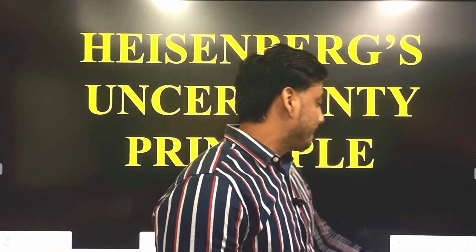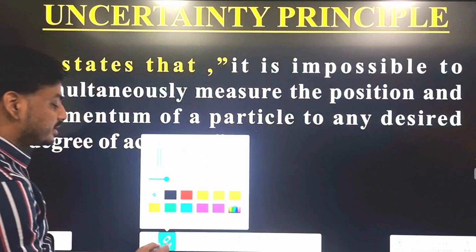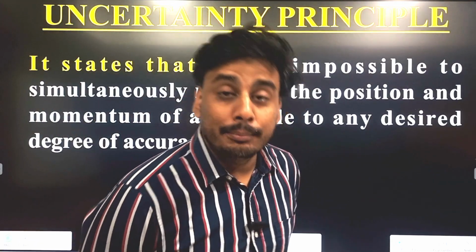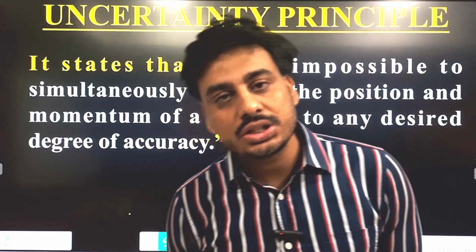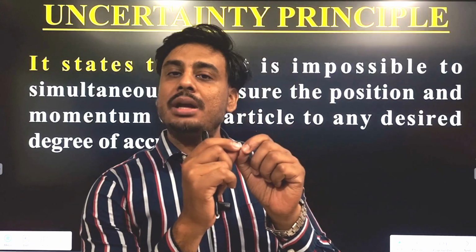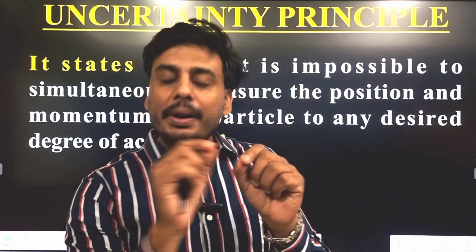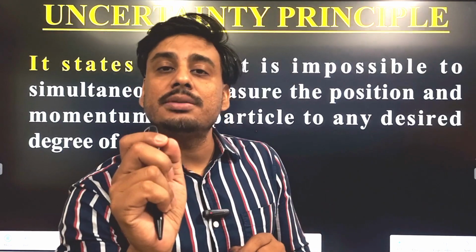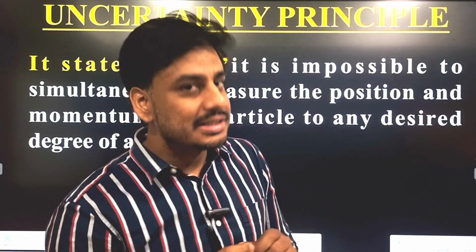Okay. So first, the statement is written here. It states that it is impossible to measure both position and momentum of a particle accurately at the same time. If we measure the position, the particle will start moving. If the particle is in motion, during that fraction of a second its position will be slightly changed.